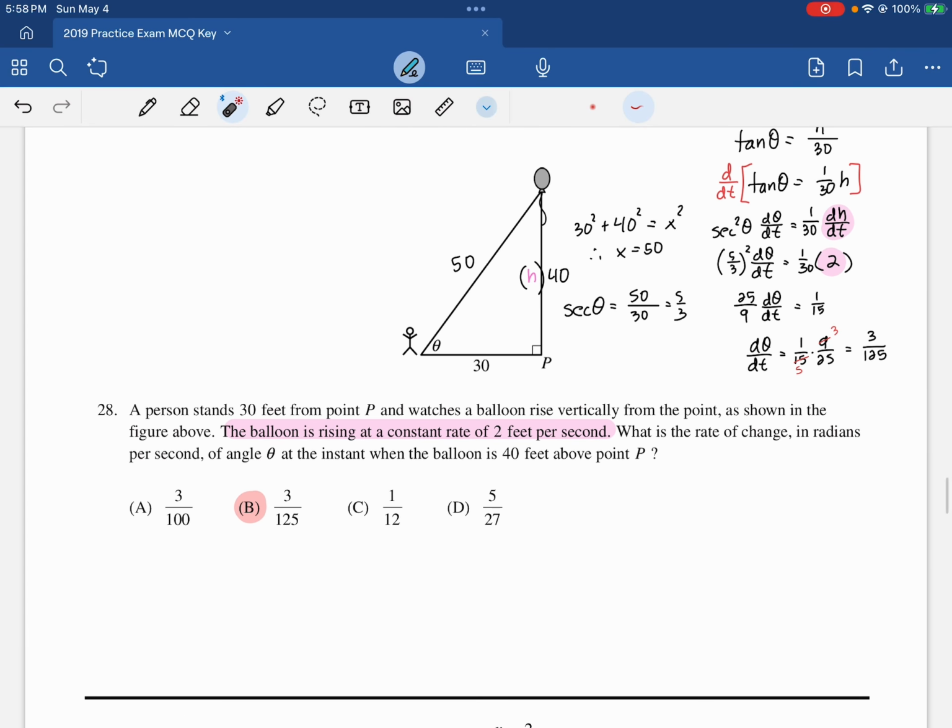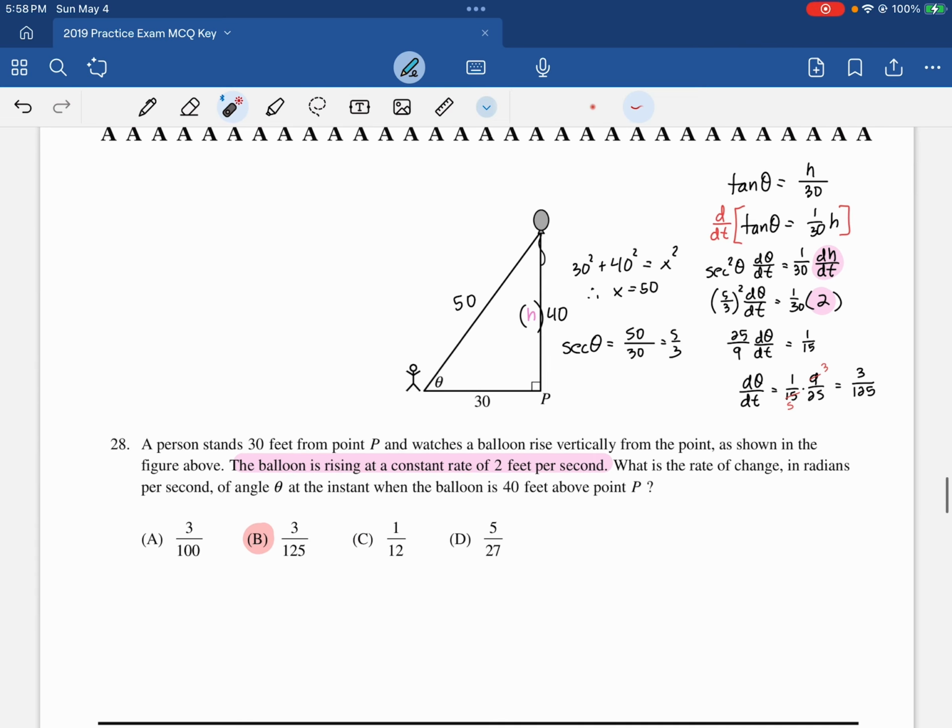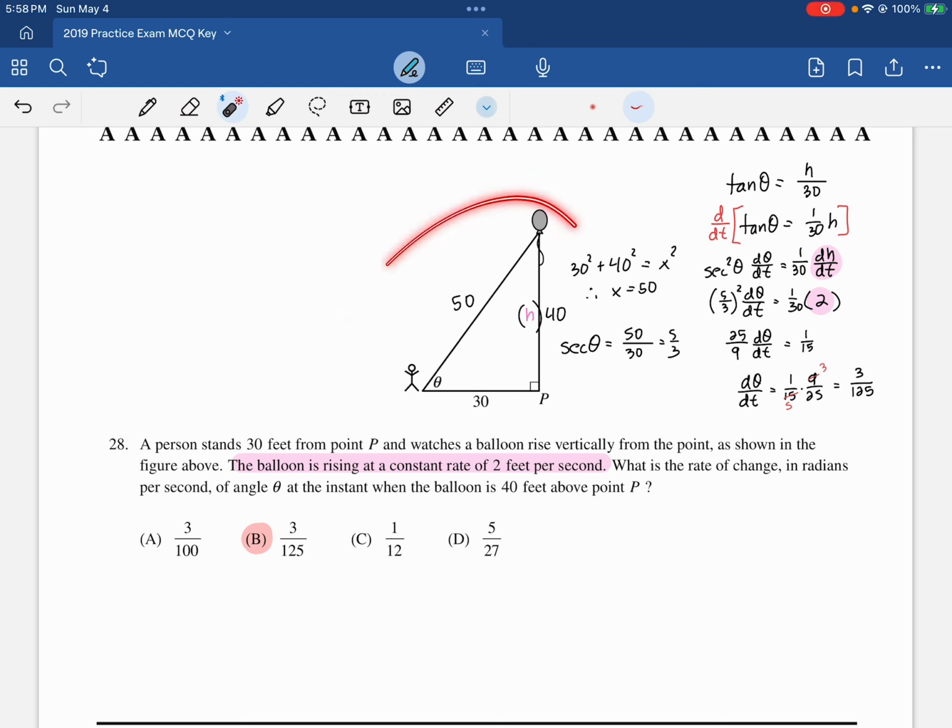28 is one of the 2 half-court shot problems. And yes, you can get a half-court shot, but it's not easy. So they nicely have an illustration for us. Let's read through 28. A person stands 30 feet from point P and watches a balloon rise vertically from the point as shown in the figure above. The balloon is rising at a constant rate of 2 feet per second. I highlighted this and made a note of it, and I ended up using that later.